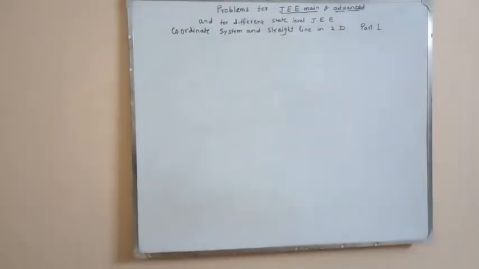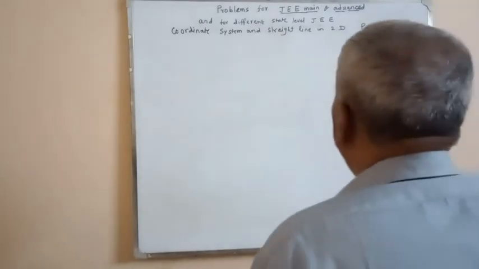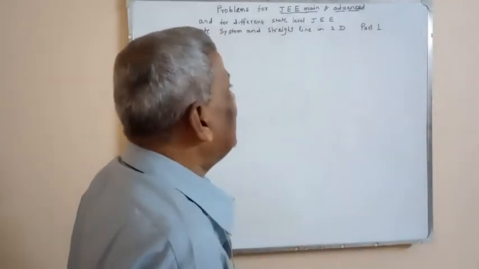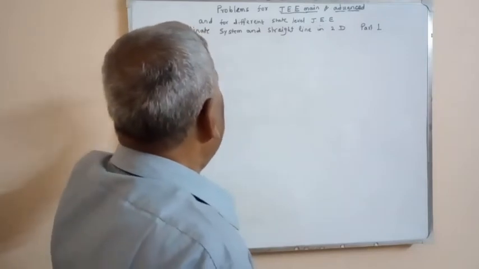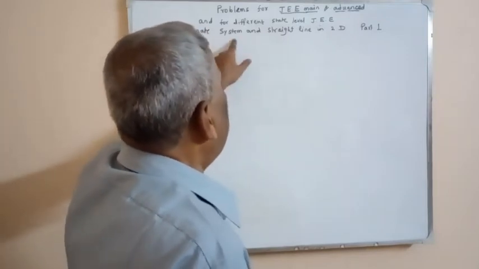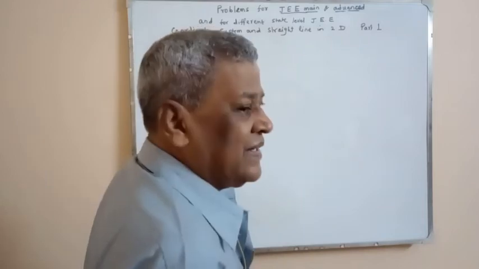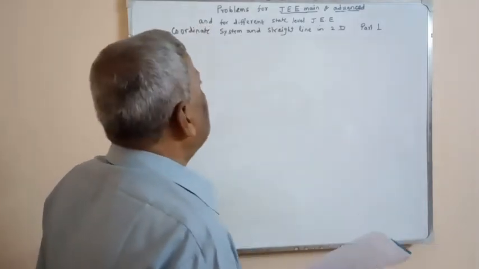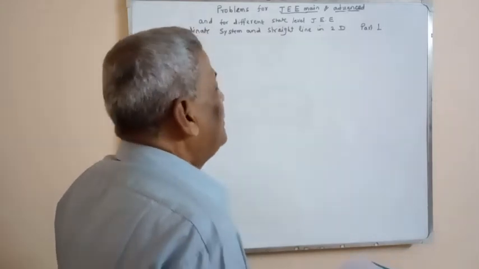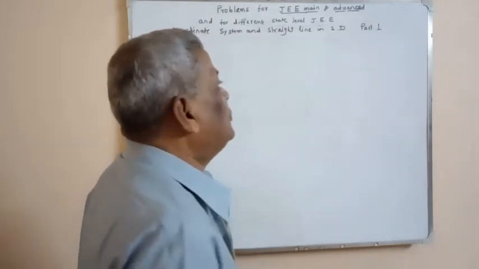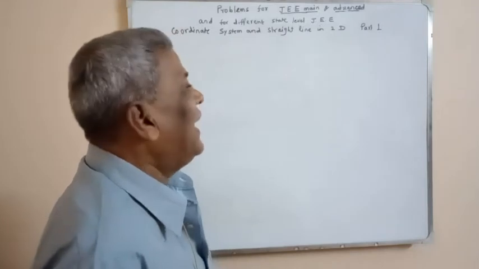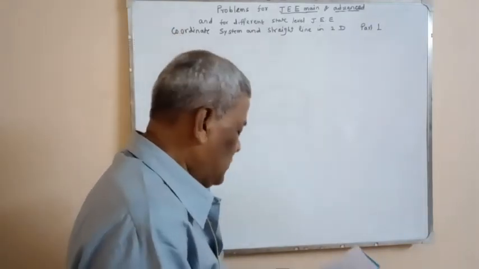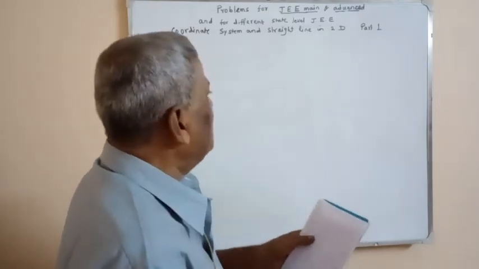Welcome. Today we take a new chapter for discussion. Chapter is coordinate system and straight lines in two dimensions. And all problems are for preparation of joint entrance main, advanced, and for different state level joint entrance examination.